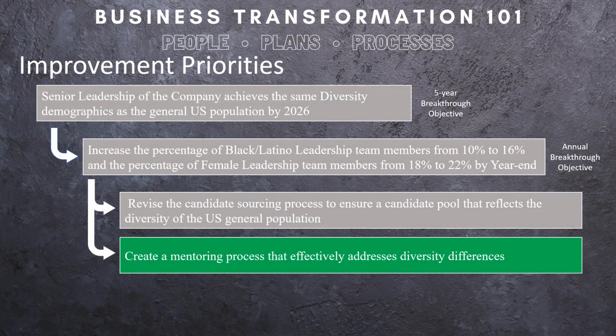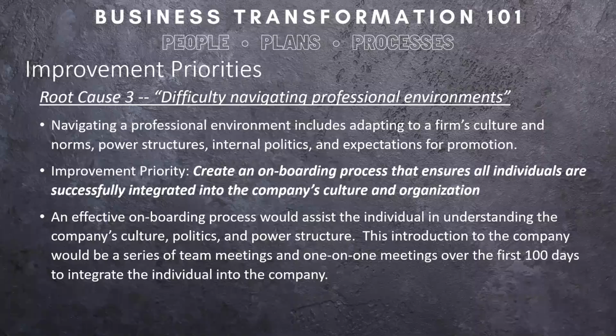The third root cause, which was also identified in the study, is difficulty navigating professional environments. Navigating a professional environment includes adapting to a firm's culture and norms, power structures, internal politics, and expectations for promotion. The improvement priority to address this third root cause is to create an onboarding process that ensures all individuals are successfully integrated into the company's culture and organization.